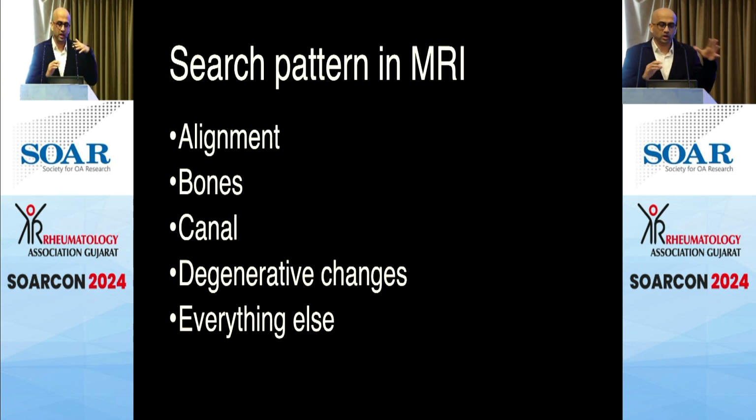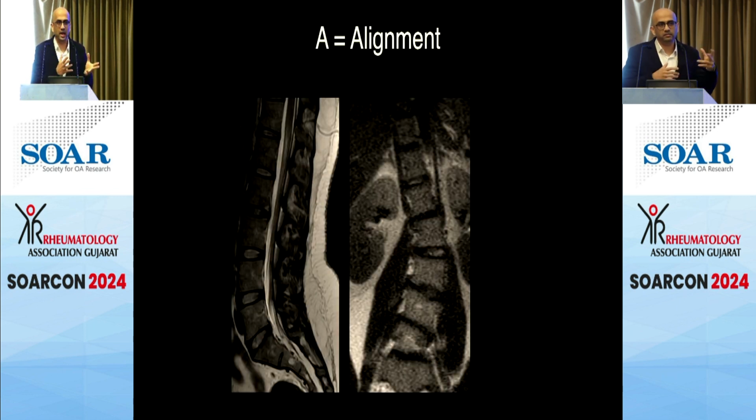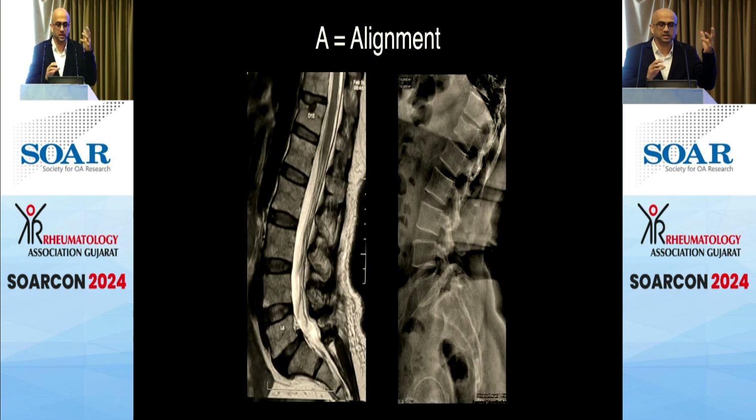When you are looking at an MRI, you should have a search pattern in your mind. Again, this will be different from how a radiologist will look at it: A, B, C, D, E: alignment, bones, canal, degenerative changes, and everything else. So alignment: you can have degenerative scoliosis, spondylolisthesis, like this patient has a spondylolisthesis at L5-S1. This is actually a lytic spondylolisthesis. You can see a pars defect on the X-ray.